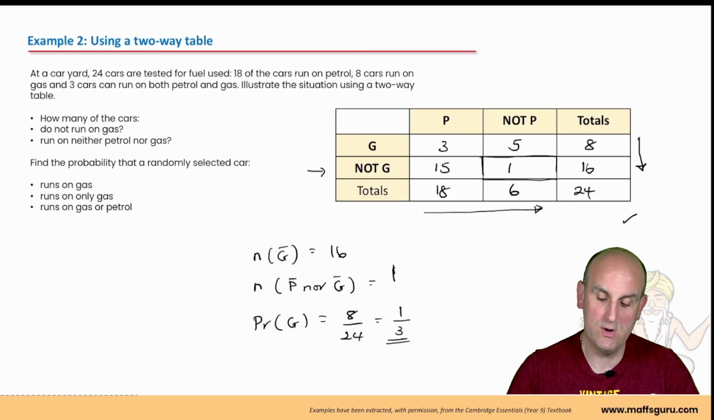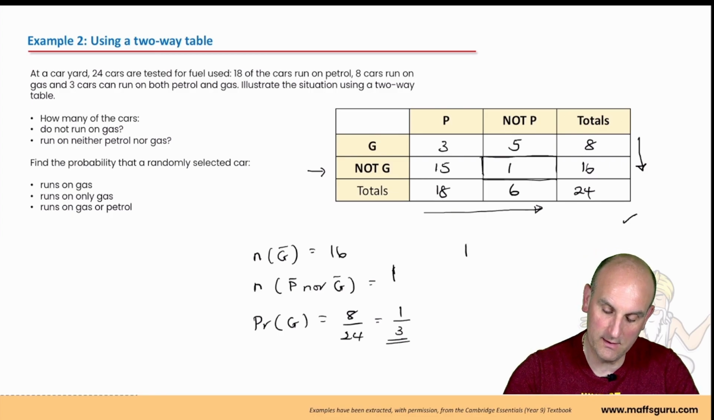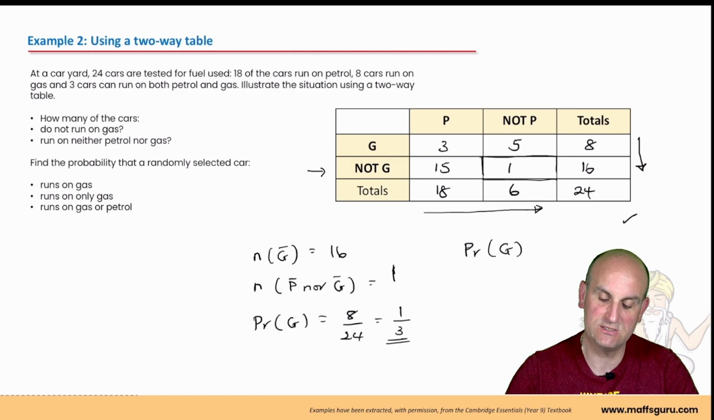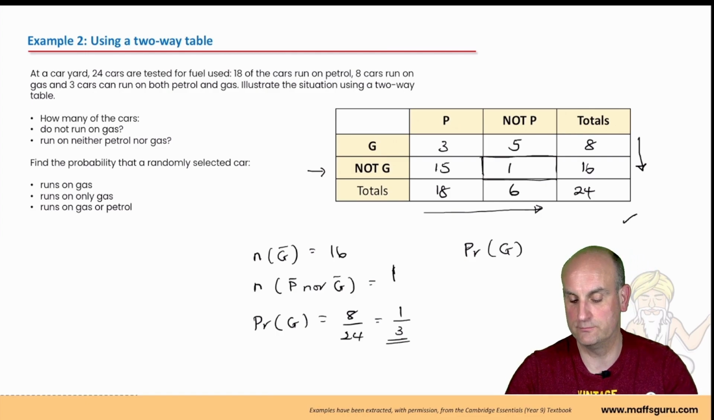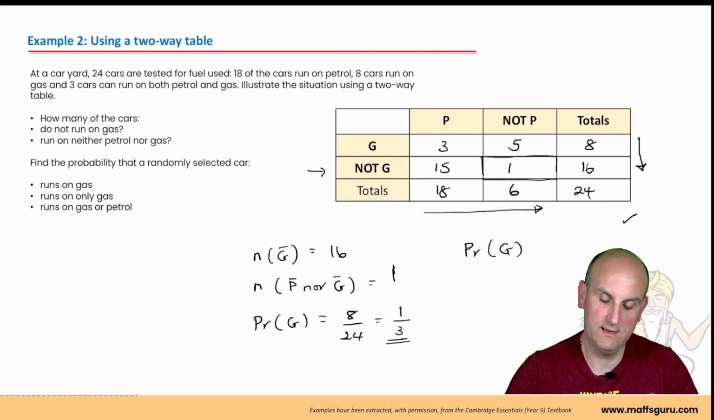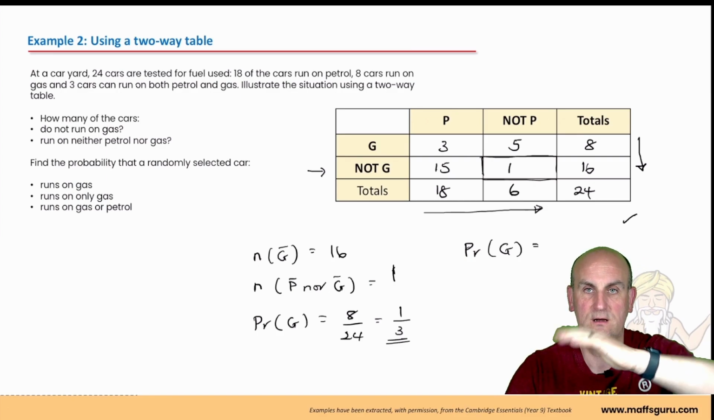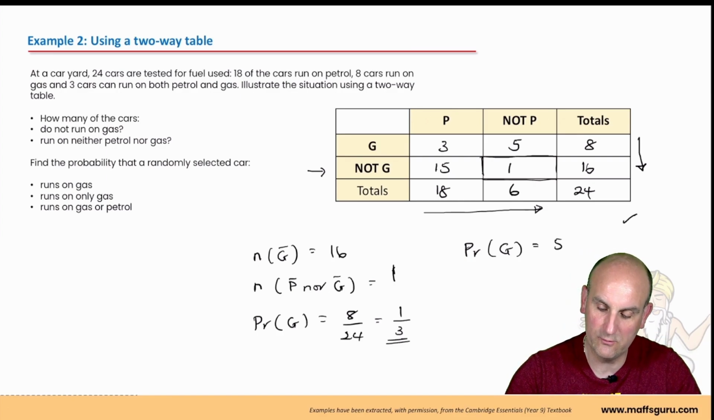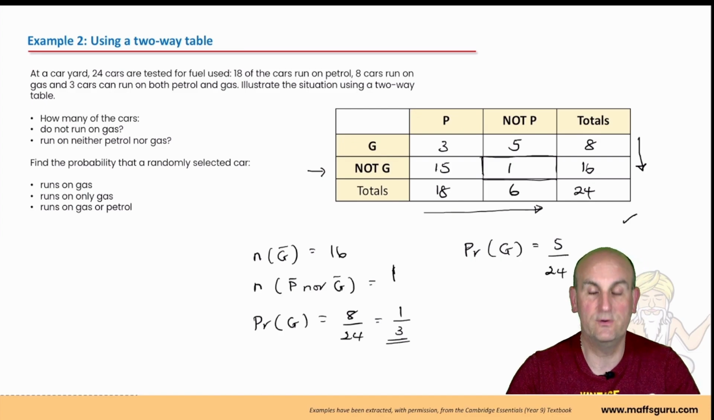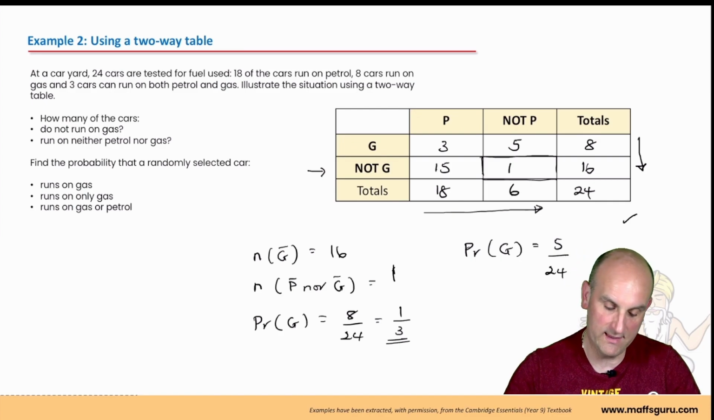Runs on only gas. The probability of only gas. Ooh, so that's gas, but not petrol. All right, so there is going to be 5 of those because you're looking at the gas but not petrol, where they intersect, would be 5 on 24. No numbers go into 5 and 24, so leaving that one there.